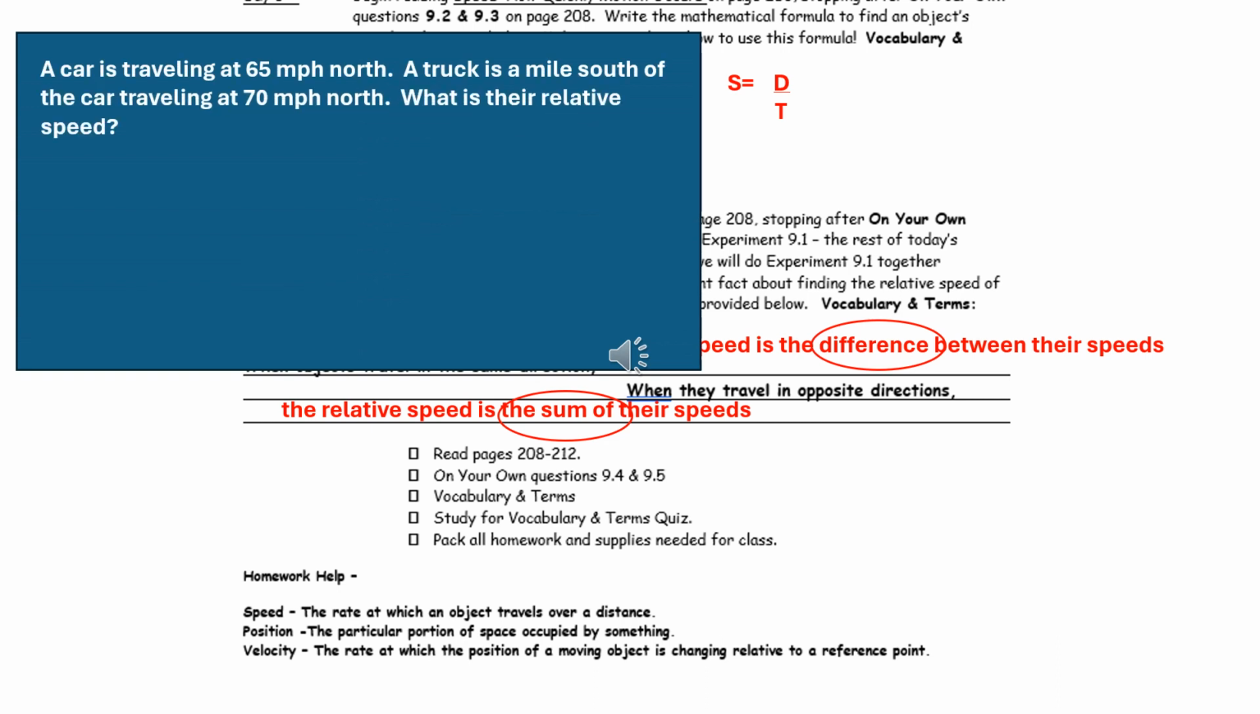And here is a problem. A car is traveling at 65 miles per hour north. A truck is a mile south of the car traveling at 70 miles per hour north. What is their relative speed?